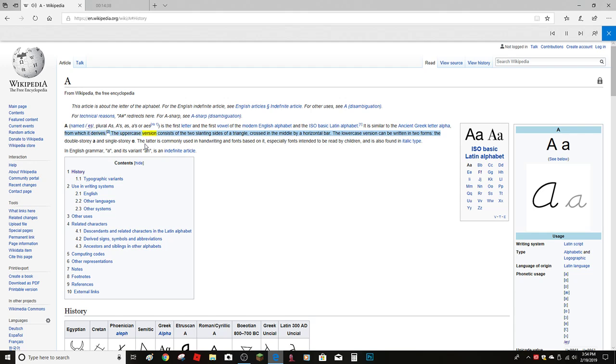The uppercase version consists of the two slanting sides of a triangle, crossed in the middle by a horizontal bar. The lowercase version can be written in two forms, the double story a and single story a. The latter is commonly used in handwriting and fonts based on it, especially fonts intended to be read by children, and is also found in italic type. In English grammar, a, and its variant an, is an indefinite article.